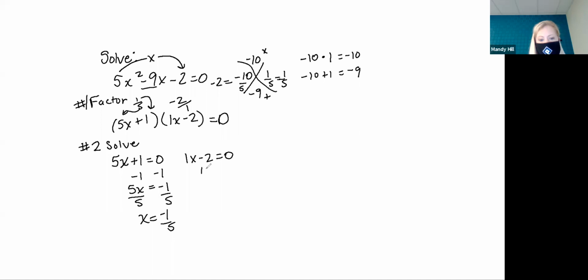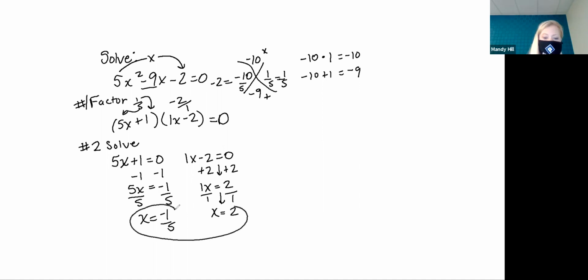Okay, when I add 2 here, I would get 1x is equal to 2. We don't really have to divide by 1, but since I stuck that 1 in front, you just get x is equal to 2. These two things are my solutions. I solved it now.